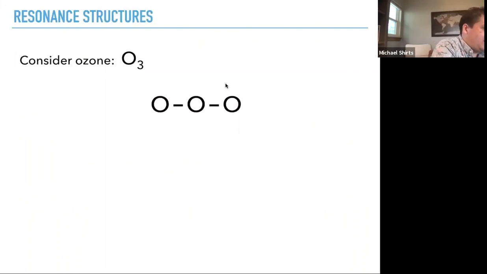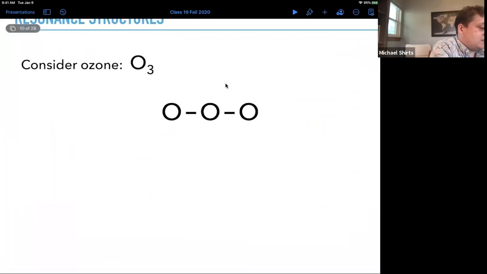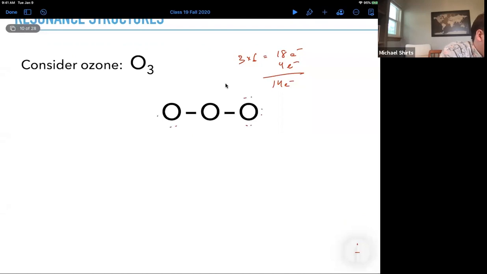So let's see, they're all oxygens, so 3 times 6 equals 18 electrons. And we see here that we've got 2 in bonds already for them to connect to each other. That's 14 electrons we have to place. Okay, let's start putting them on the periphery. Okay, that accounts for 12, so we can do 2 more.